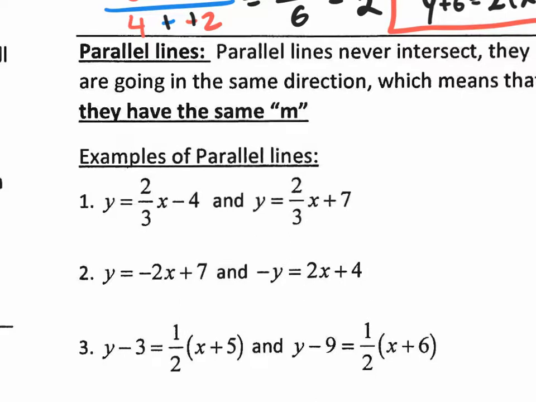Ladies and gentlemen, parallel lines. Was anybody in geometry last year? Maybe currently this year? What are parallel lines? Two lines that never touch. Two lines that never touch, they never intersect.